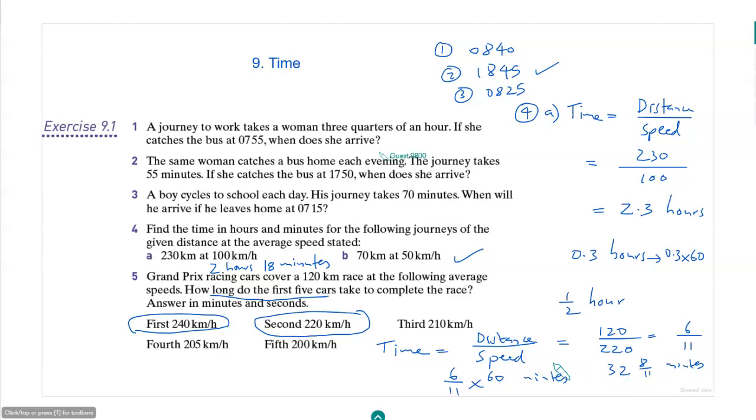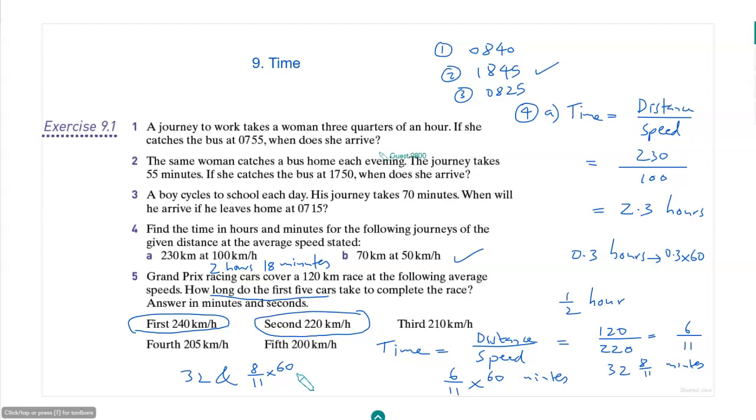So that's how many seconds? 32 minutes and how many seconds? 8 by 11 minutes is how many seconds? So you multiply by 60 itself, right? So 8 by 11 times 60 is how much? 43 and 7 by 11, right?